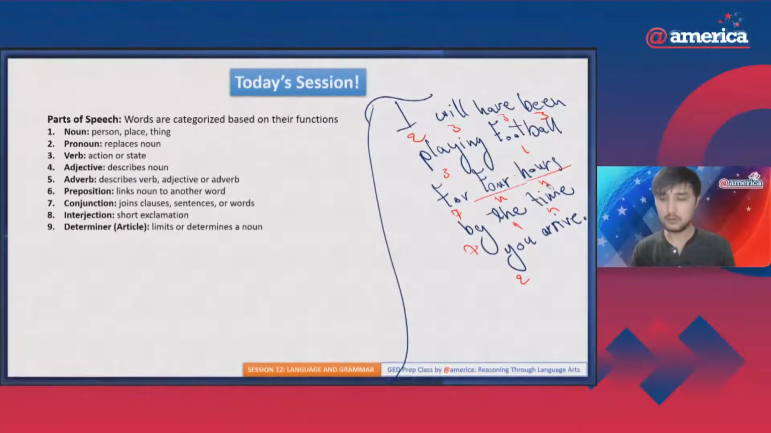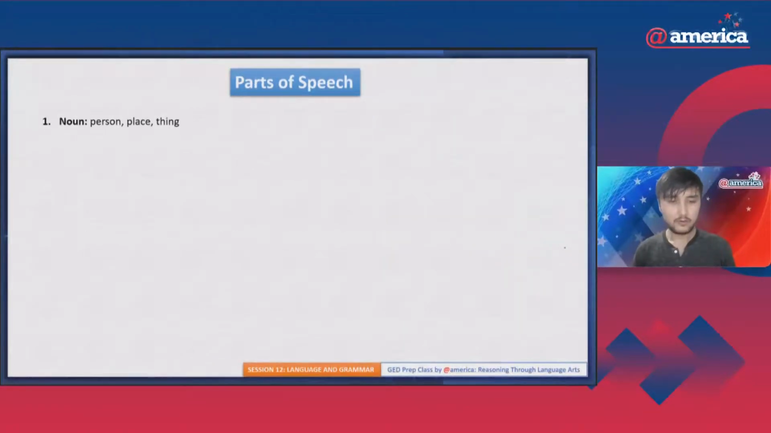Why have I written it in here? 1, 1, and 3. I hope you get the point. We are going to go through them one by one. And if at any point you have any questions, please do let me know in the chat box. So the first one is noun. Noun is pretty simple, basically a name, and it's a person, a place, or a thing.